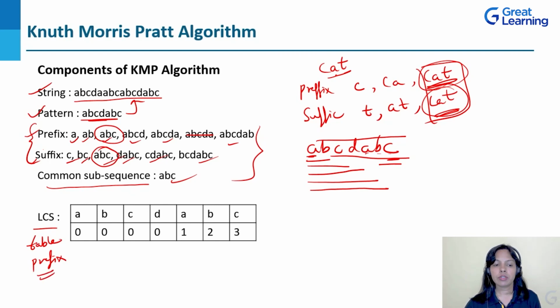Okay. So this is the table, the prefix table. Now how is this table constructed? Because this table is going to be used in applying the KMP algorithm, it is very important to understand how this table is constructed. So let us go and understand this.